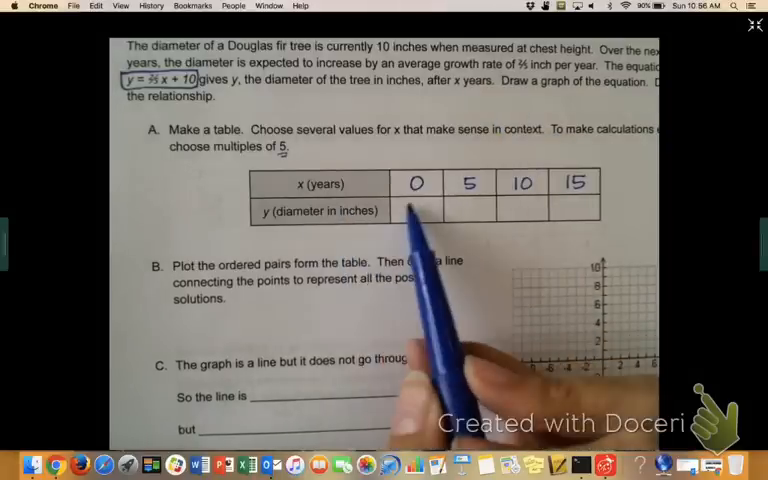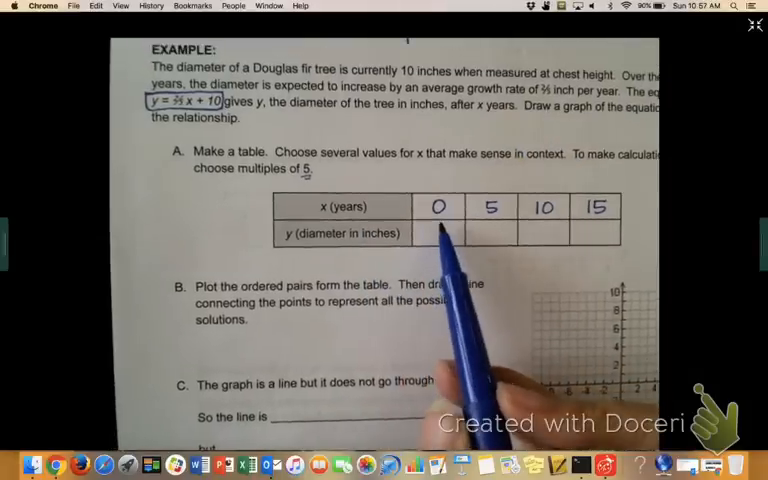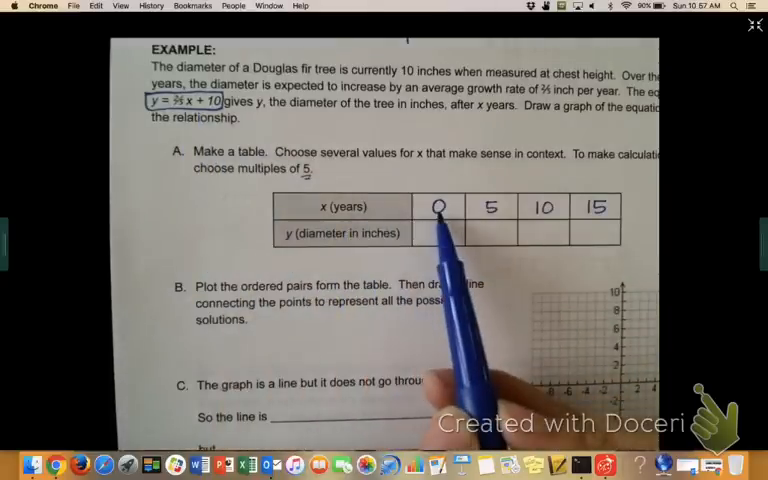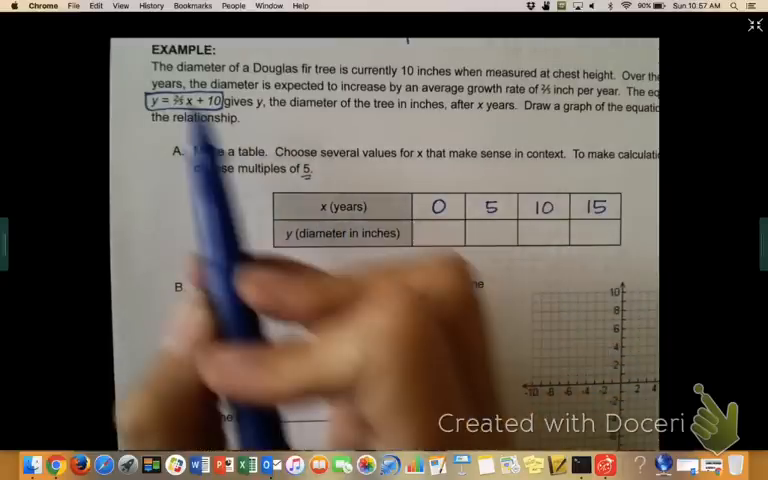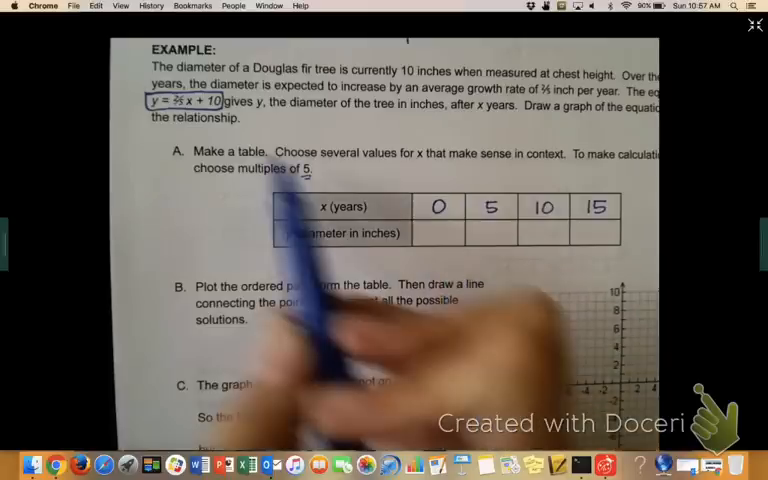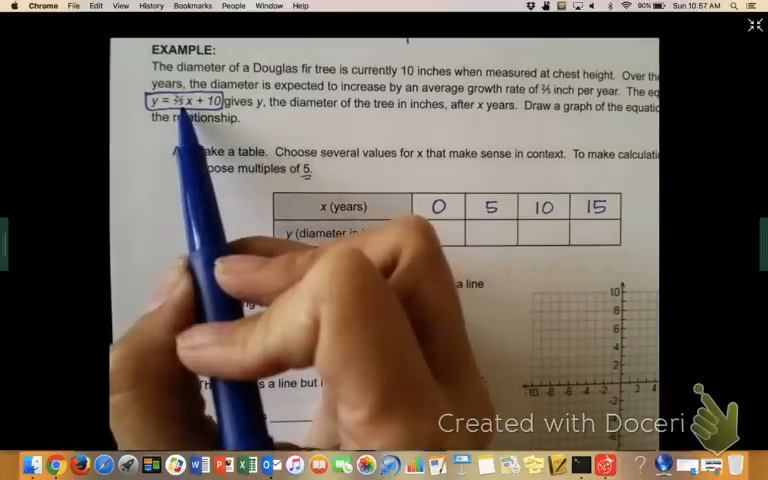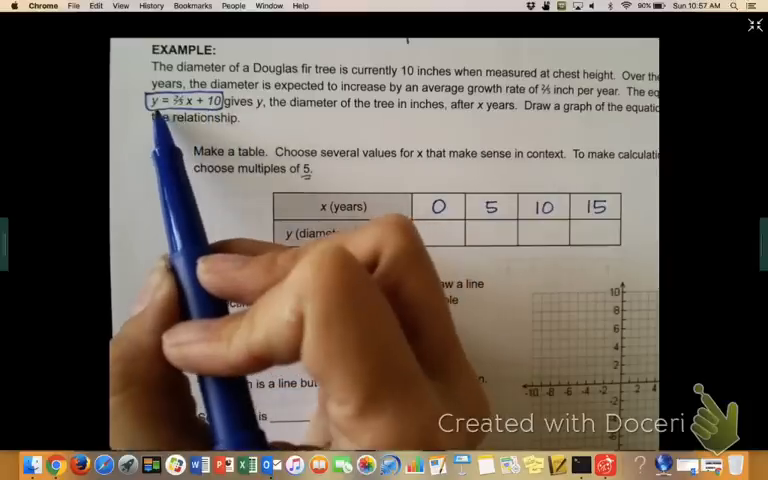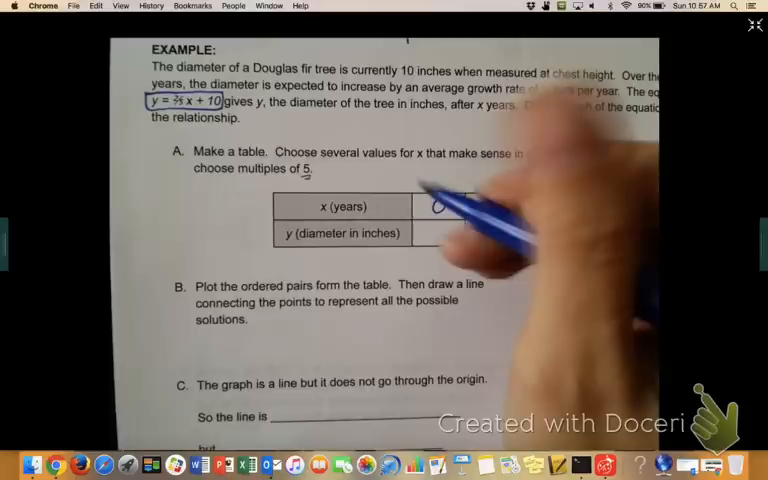Diameter in inches at 0. Go back up here to your equation and make your x 0. This is where I'm getting the information. If x is 0, what would y be? That is 0 times 2/5, which, 0 times anything is just 0, plus 10. That's going to equal 10. So our y equals 10 when x is 0.